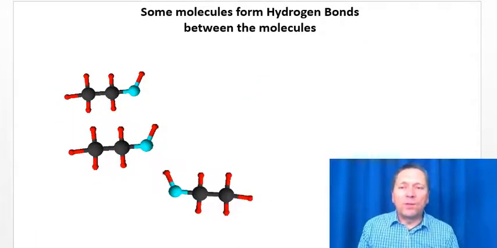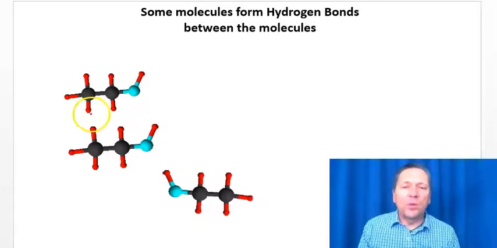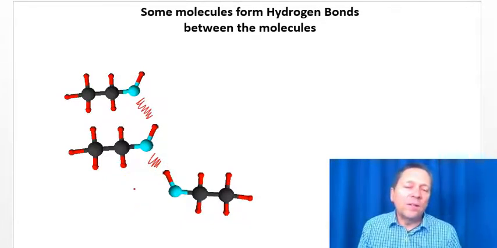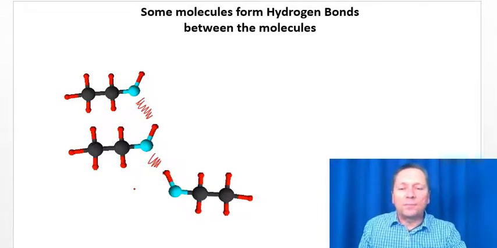Now, as we mentioned before, some molecules will form hydrogen bonds between the molecules, and here we have three ethanol molecules. The negative charge on this oxygen atom here will attract the slightly positively charged hydrogen atom on the next molecule, and so that's a hydrogen bond forming there, and another one will form here. So ethanol molecules tend to stick together because the hydrogen bonds will stick one to another one.